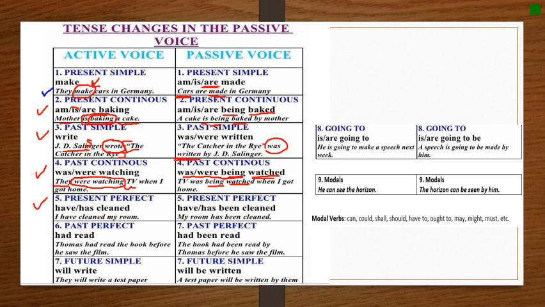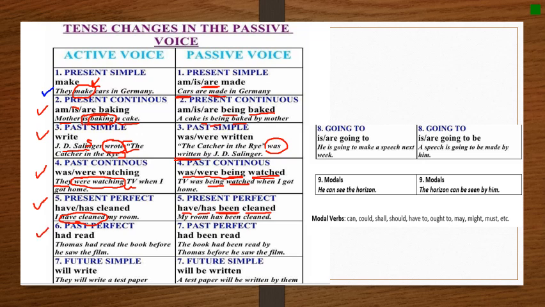Present perfect. I have cleaned my room. What have I done? I have cleaned. This is present perfect. How do I write it? It's have or has plus been plus past participle. My room has been cleaned.